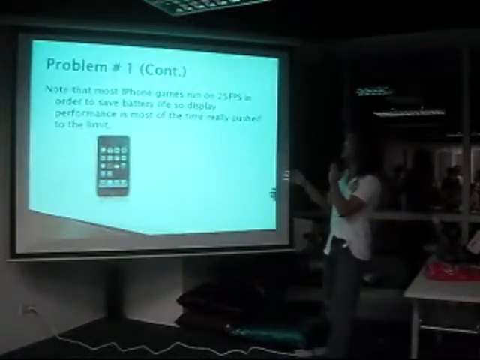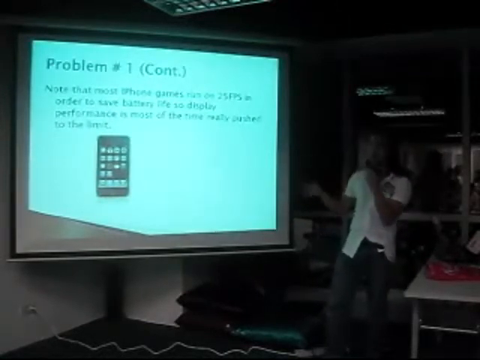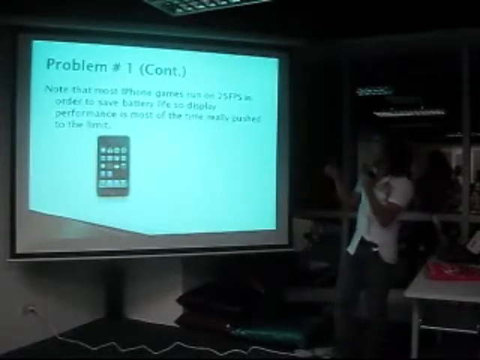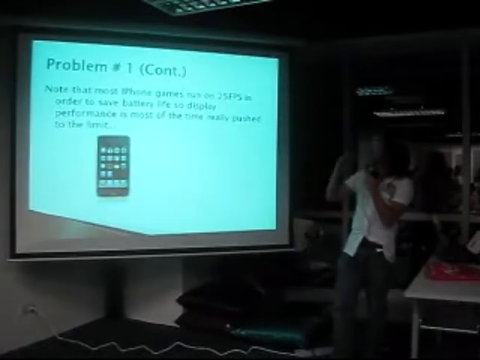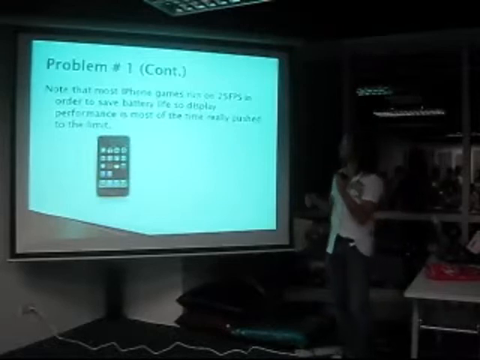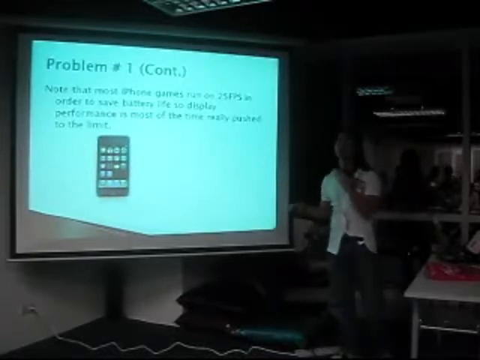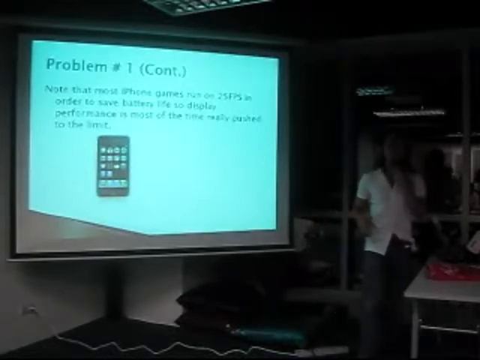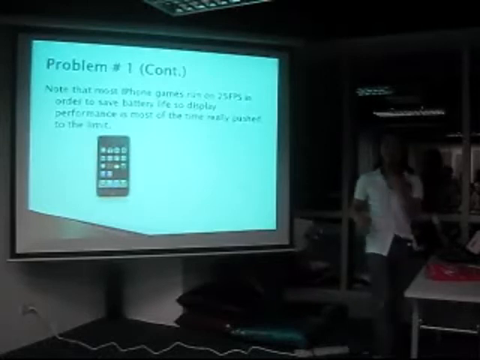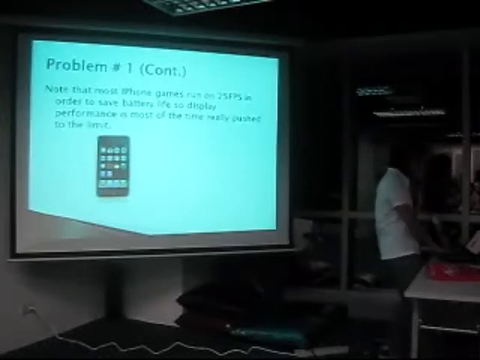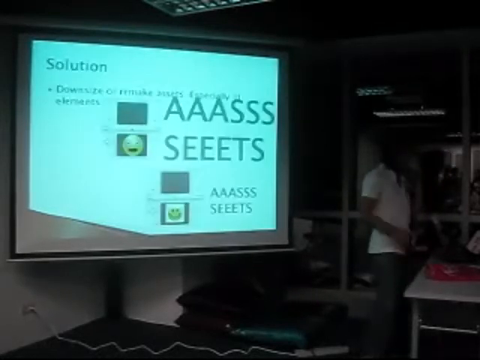Problem number one, continuation. Note that most iPhone games run at only 25 frames per second in order to save battery life, so display performance is most of the time really pushed to the limit. Most of our iPhone games are really pushed to the limit graphically. One example is Asphalt. You go download that. It's a good game.